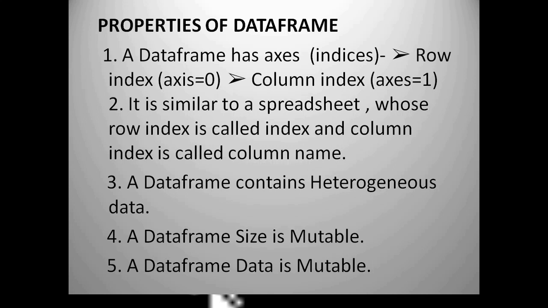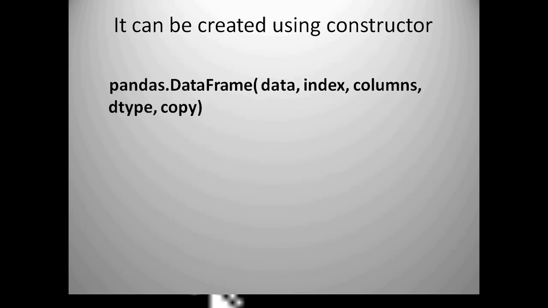Now let us see how you can create your data frame. So this is the syntax of creating data frame. It can be created by using the constructor. The constructor is DataFrame. Pandas module and dot, whatever alias name you have taken, you can use that alias name and then dot DataFrame. D and F are capital here. In this round bracket, you can have the arguments. There can be 1, 2, 3, 4, 5 arguments.